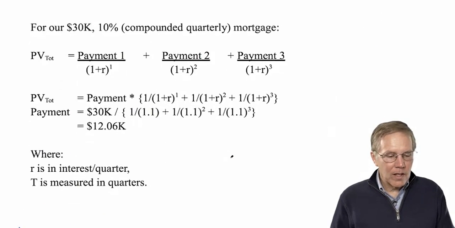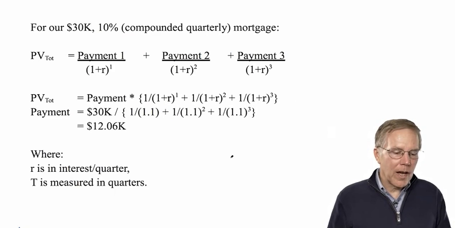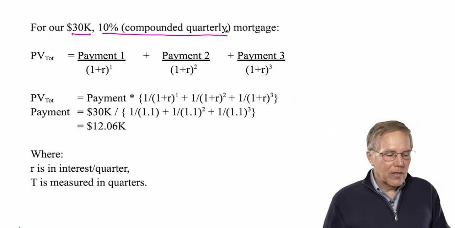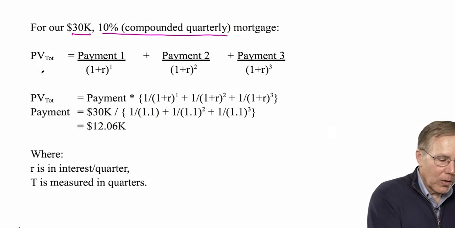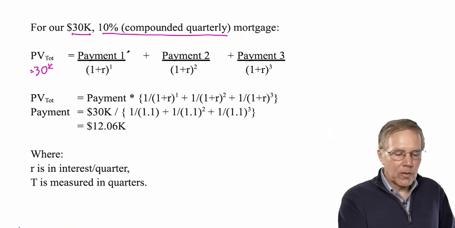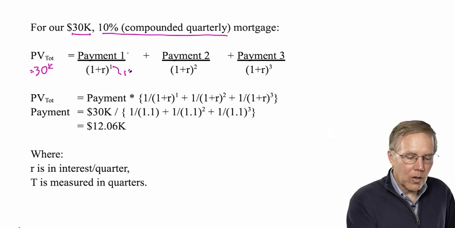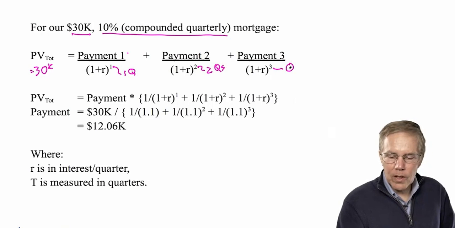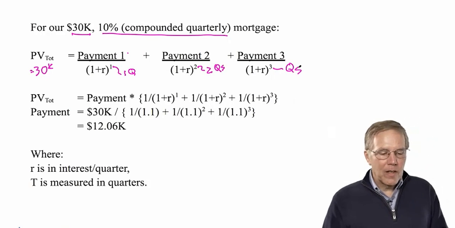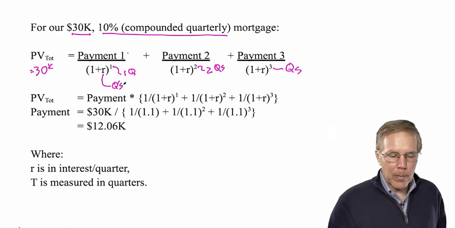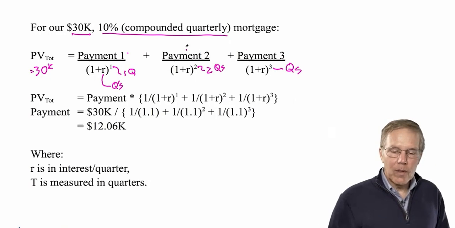So let's go ahead and check this out. What's the situation here? We have this $30,000 he's going to get, 10% compounded quarterly. So this PV total is going to equal 30K. That's going to be equal to his payment 1 discounted by 1 quarter. Okay, and this is 2 quarters here, and this is 3 Qs here. So the first payment is going to be payment 1 discounted back 1 time period with R measured in quarterly compounding. Okay, same thing for the second payment.